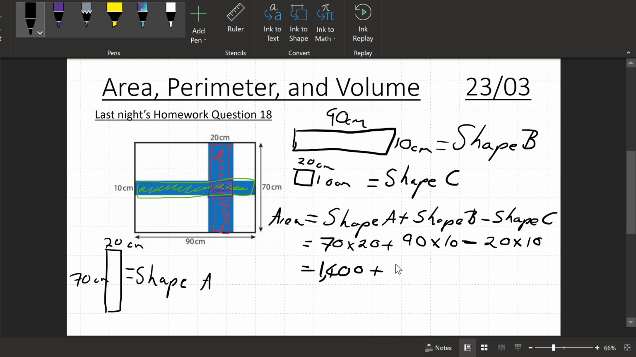90 multiplied by 10, that's 900. And 20 multiplied by 10, that's 200. If we plug those all into a calculator, we should get 2,100 centimeters squared. Now, some of you girls were able to figure that out for yourself.